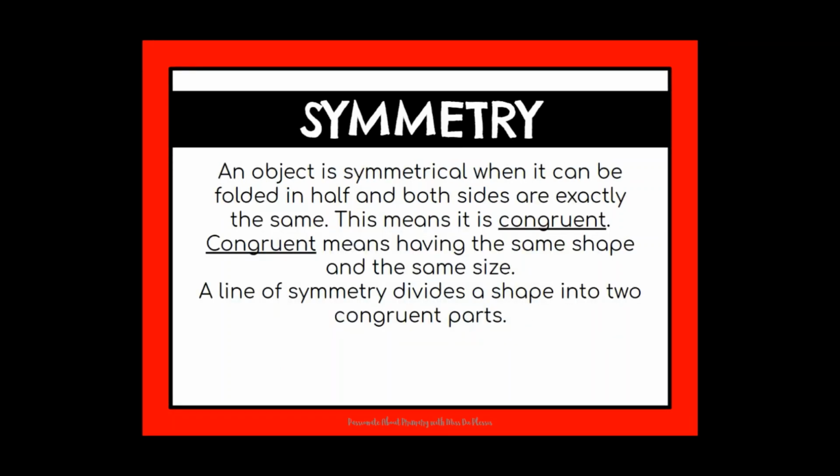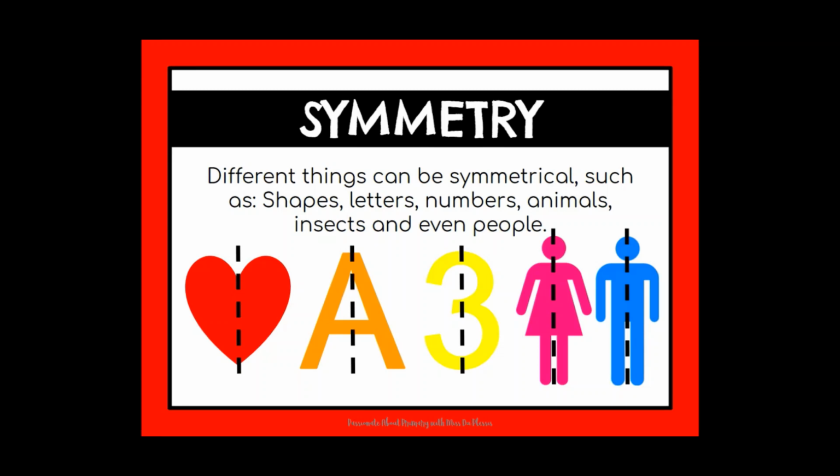An object is symmetrical when it can be folded in half and both sides are exactly the same. This means it is congruent. Congruent means having the same shape and the same size. A line of symmetry divides a shape into two congruent parts. Different things can be symmetrical, such as shapes, letters, numbers, animals, insects, and even people.